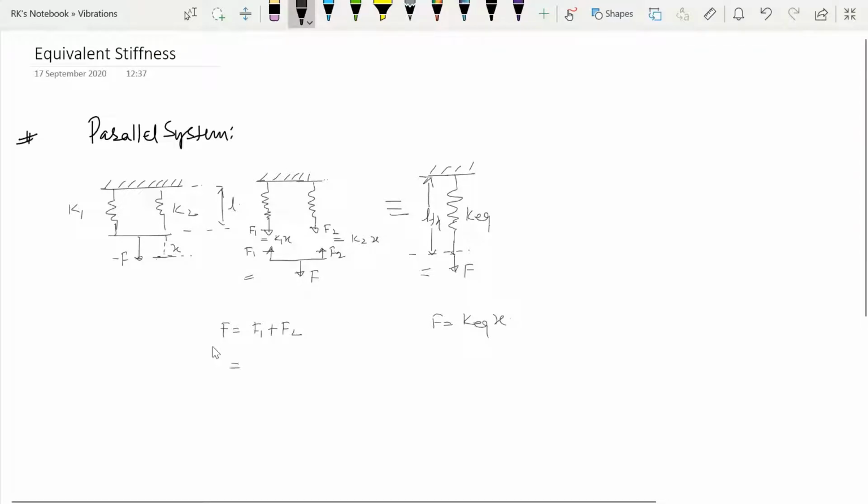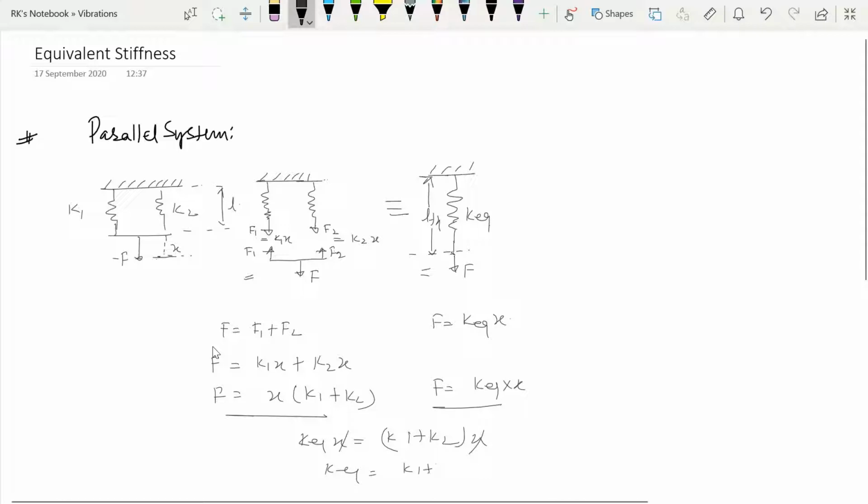So F1 is K1 x and F2 is K2 x. This is F, right? So from here we can write X multiplied by K1 plus K2, and F equals K equivalent multiplied by X. We can compare these two equations. So K equivalent multiplied by X is equal to K1 plus K2 multiplied by X. So K equivalent is equal to K1 plus K2, right? This is the equivalent stiffness of this system when springs are connected in parallel.